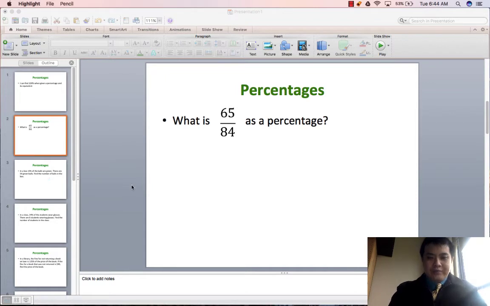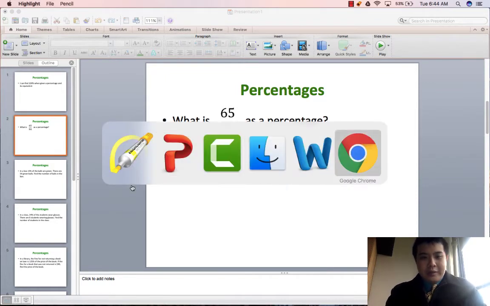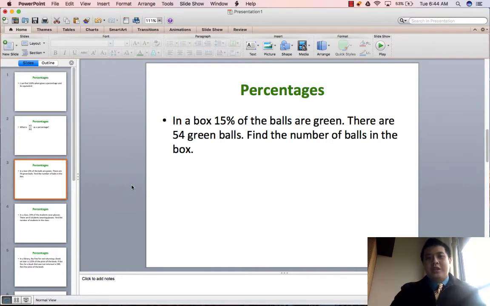What we're going to learn today is about questions like this. In a box, 15% of the balls are green. There are 54 green balls. Find the number of balls in the box. So 15% of them are green. Are the balls going to be mostly green or less than 50% green? Obviously it's going to be less than 50%, because 15% is less than 50%. Percent again means over 100. So we're going to have 15 over 100 somewhere in our problem.